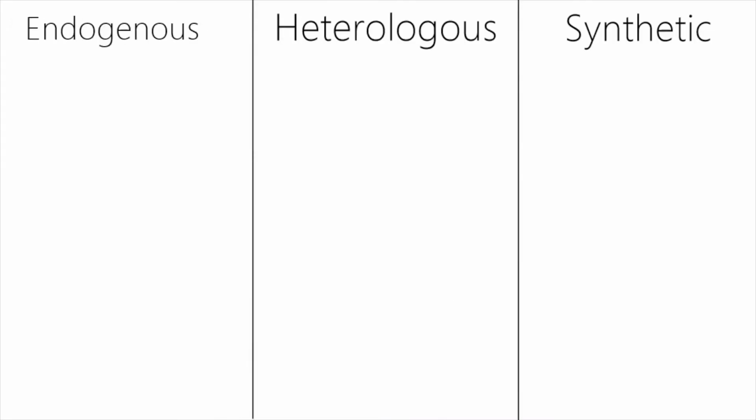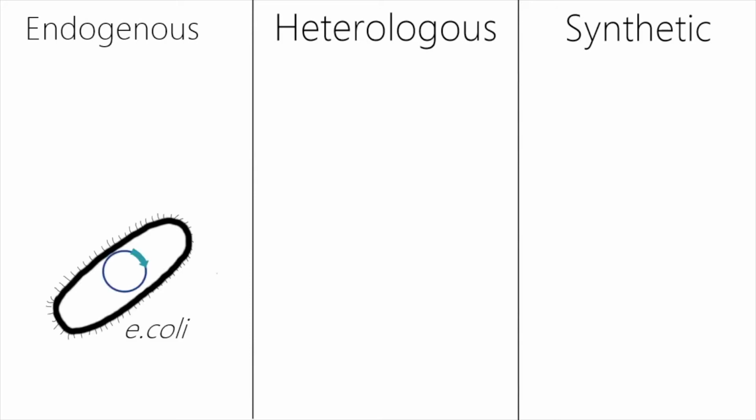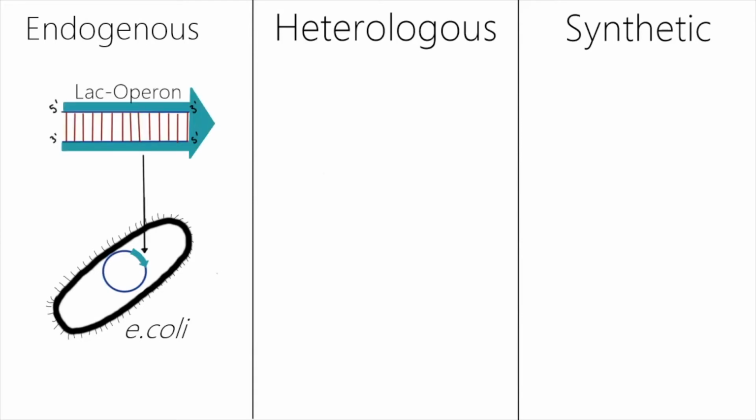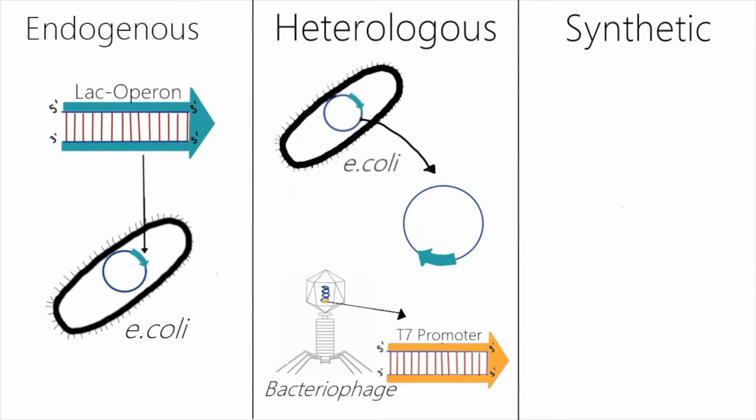In addition to categorizing promoters as inducible and constitutive, promoters can also be classified as endogenous, heterologous, and synthetic. Promoters that are found naturally in an organism are called endogenous promoters. For example, the lac operon is endogenous to E. coli. When a promoter from one organism is inserted into another organism which naturally lacks this promoter, the promoter is said to be expressed heterologously, as is with any genetic sequence.